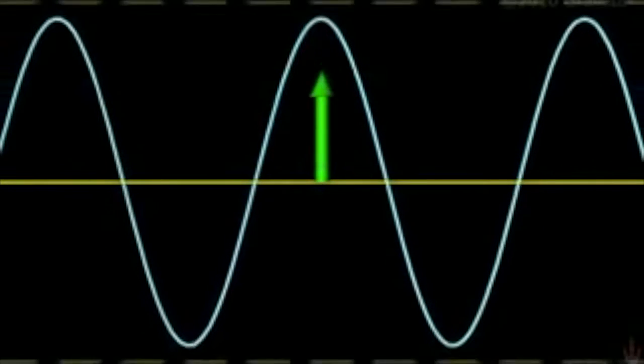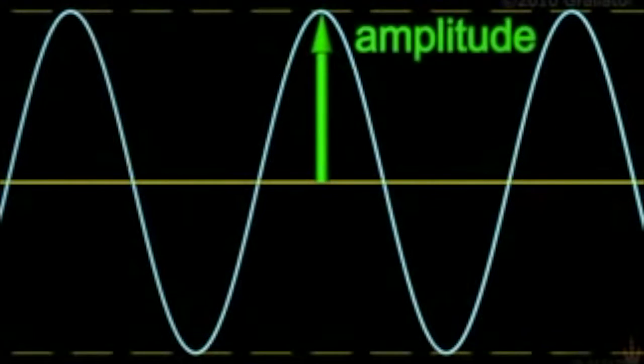The distance between the line of equilibrium and a crest or trough is called the wave's amplitude, or how far the medium moves from rest point. An example of transverse waves are ocean waves.